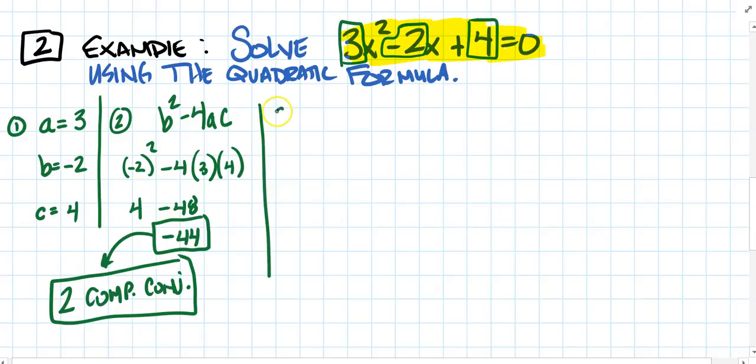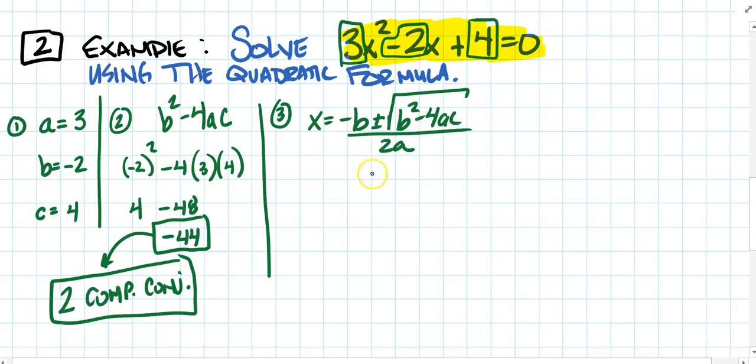Step number 3, we solve this quadratic just like we normally would. So x is equal to negative b plus or minus the square root of b squared minus 4ac, all over 2a. The opposite of b would be 2, plus or minus the square root of, now all your hard work in step 2 plays out right here. You can just plug in the answer of negative 44, all divided by 2 times the value of a, which is 6.